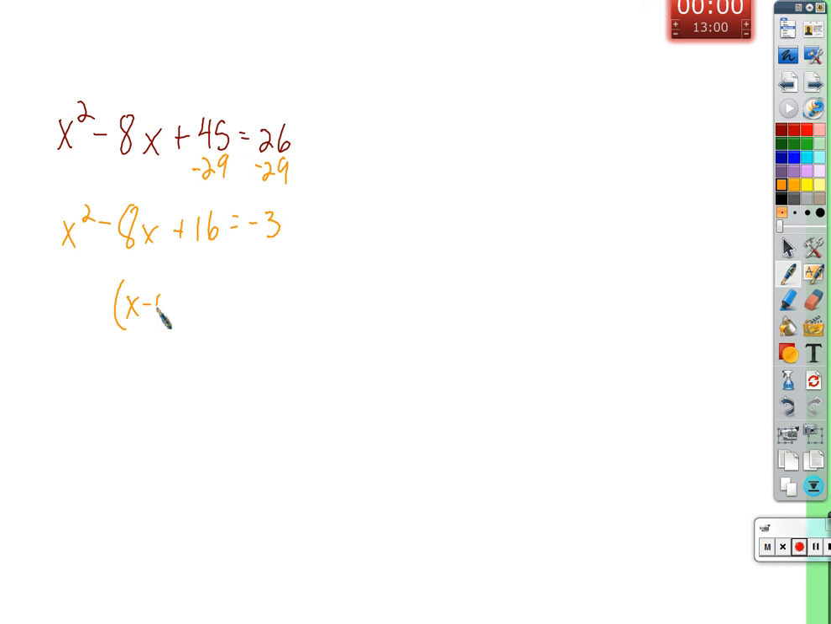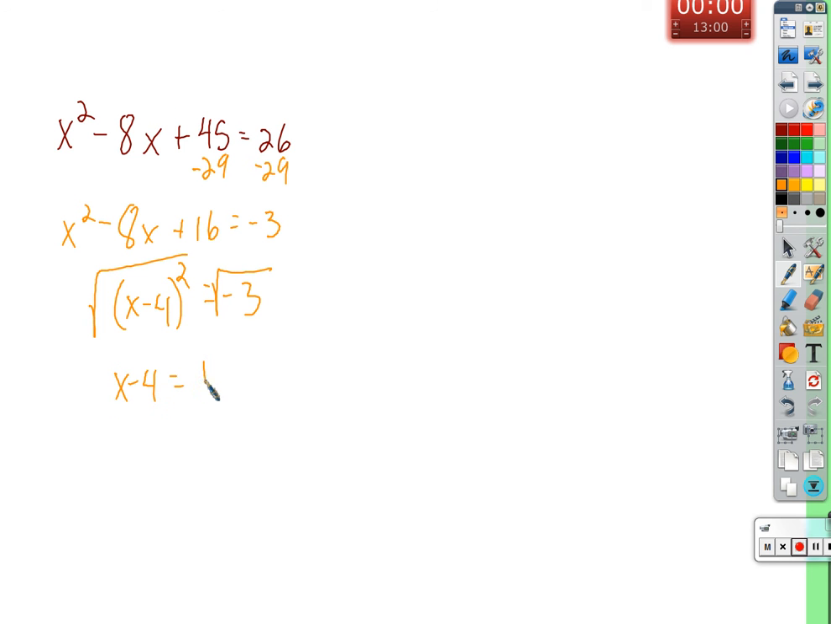Because 4 times 4 is 16. So we get x minus 4 times x minus 4. That's how it factors, right? Two identical factors, so we can write it as x minus 4 squared. And the whole reason we did that, the whole reason we found 16, the whole reason we wanted to factor as x minus 4 squared, is because what? What do we do next? Take the square root.